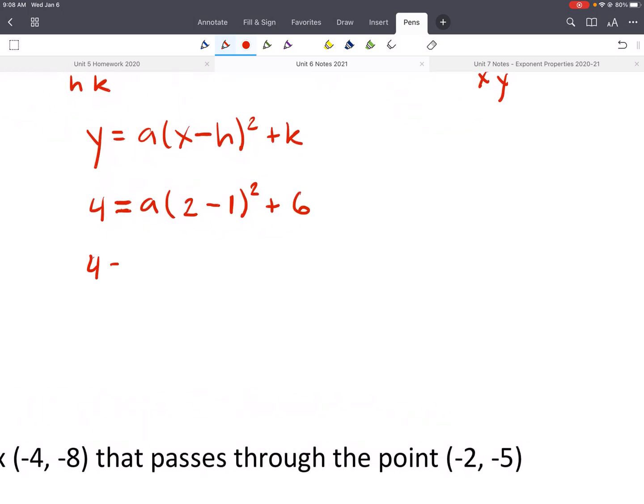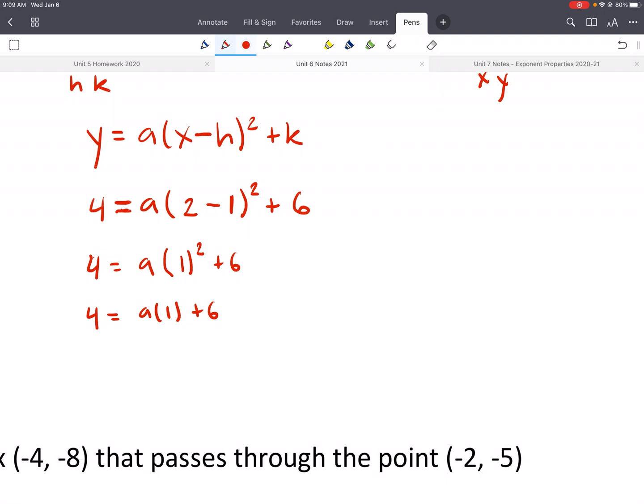So we have 4 equals a, and the order you do this, some of you may do it a little different, and it's okay, but I'm just going to do what's in the parenthesis first. So 2 minus 1 is 1 squared plus 6. And that ends up giving us 4 equals a times 1 plus 6.